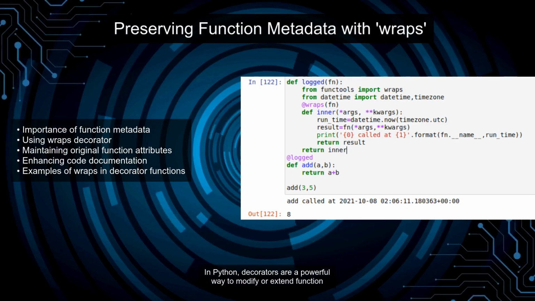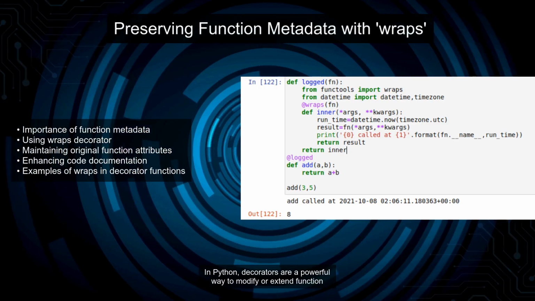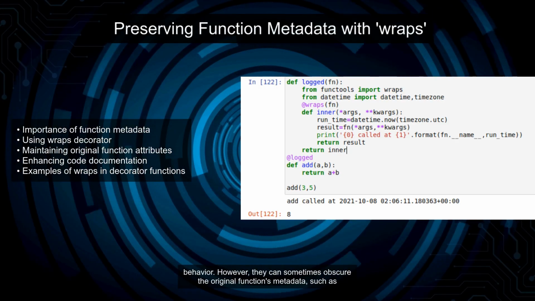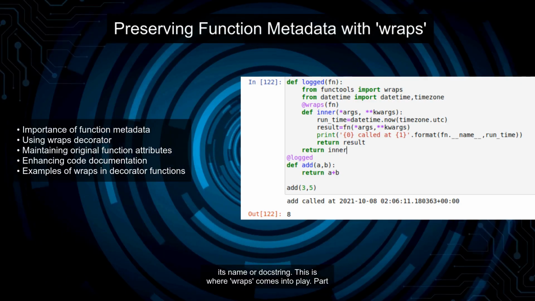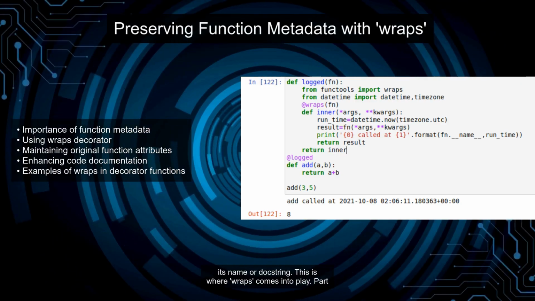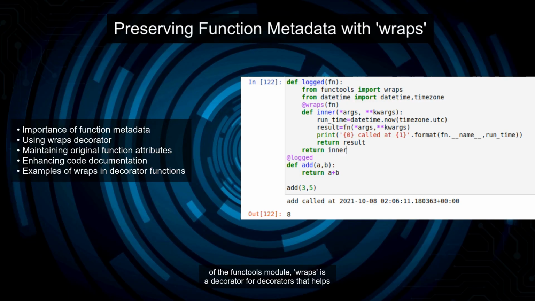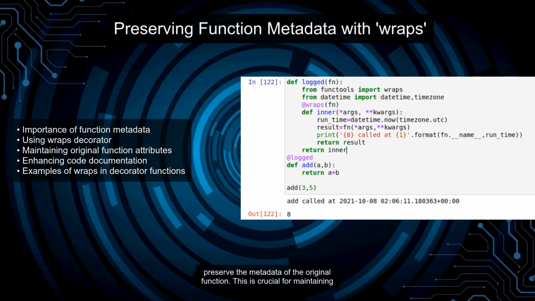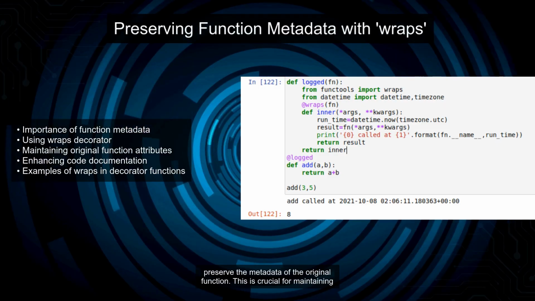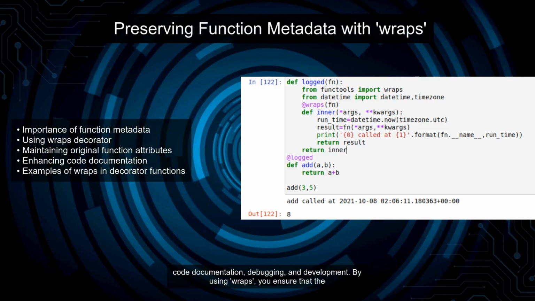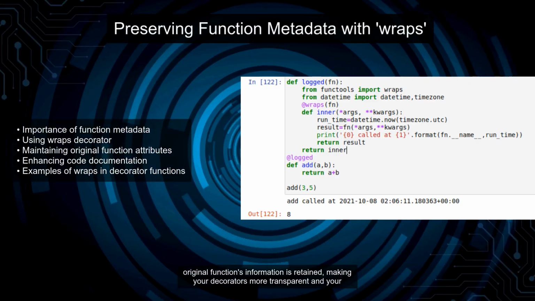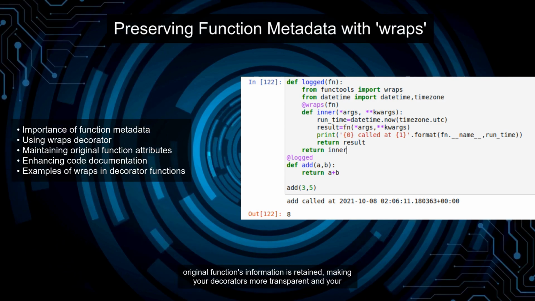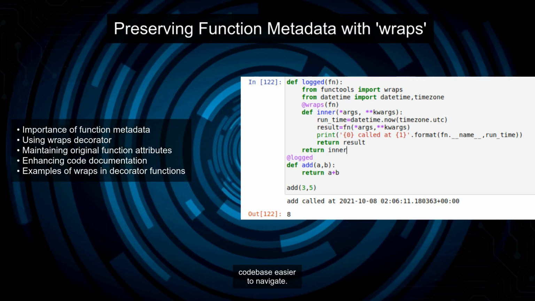In Python, decorators are a powerful way to modify or extend function behavior. However, they can sometimes obscure the original function's metadata, such as its name or docstring. This is where wraps comes into play. Part of the Functools module, wraps is a decorator for decorators that helps preserve the metadata of the original function. This is crucial for maintaining code documentation, debugging, and development. By using wraps, you ensure that the original function's information is retained, making your decorators more transparent and your codebase easier to navigate.